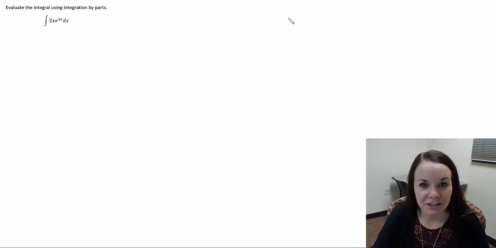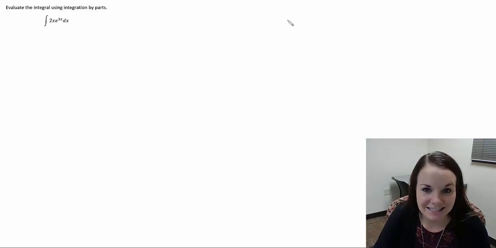Today we're going to talk about integration by parts and solve the problem that's shown, where it tells us to evaluate the integral using integration by parts. So we have the integral of 2x times e to the 3x dx.